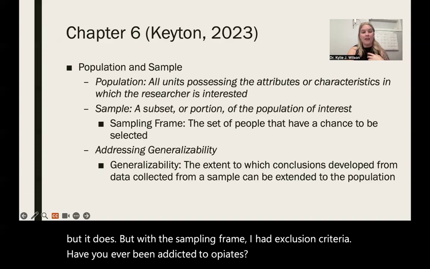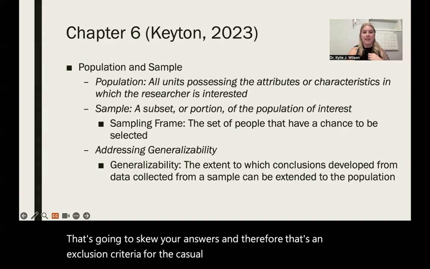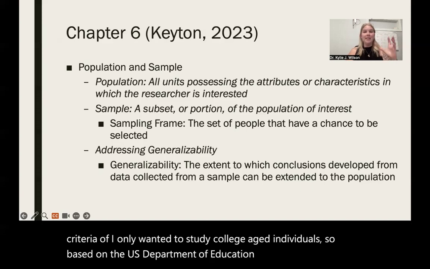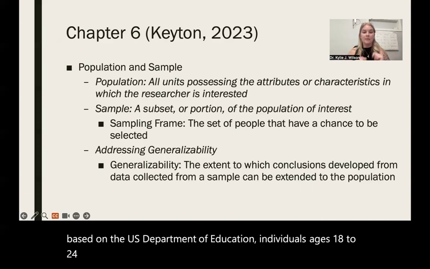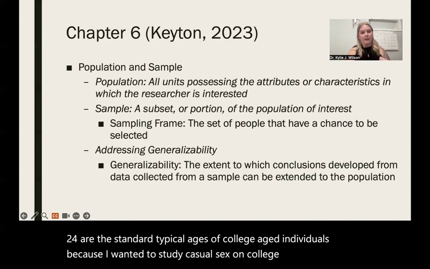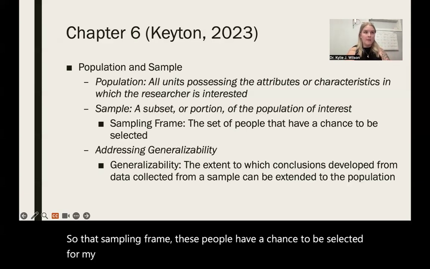That's going to skew your answers, and therefore that's an exclusion criteria. For the casual sex study I did, I had exclusion criteria of I only wanted to study college-aged individuals. Based on the US Department of Education, individuals ages 18 to 24 are the standard typical ages of college-aged individuals, because I wanted to study casual sex on college campuses specifically, right? So that sampling frame, these people have a chance to be selected for my study. They can sign up or they can be contacted directly, okay?